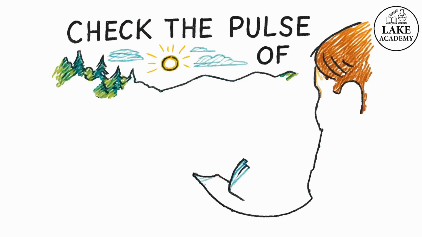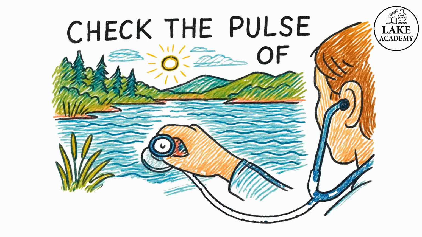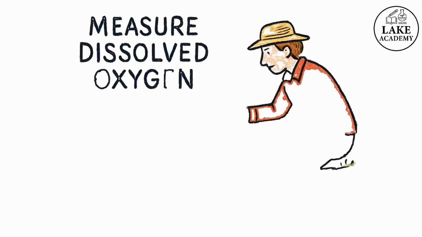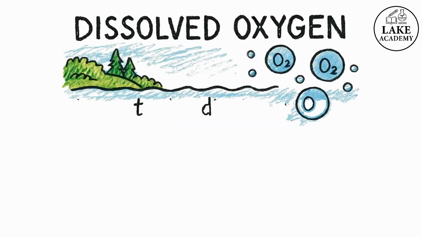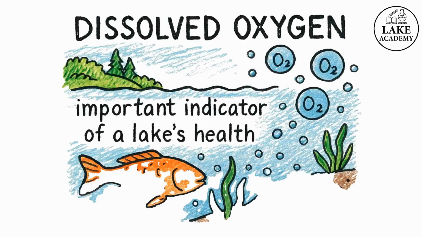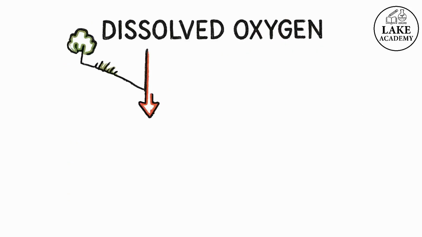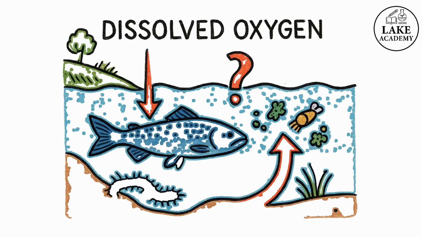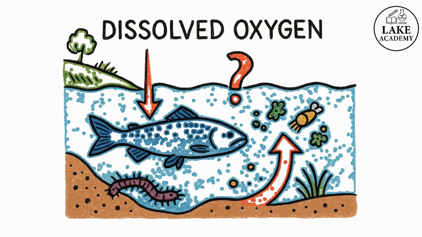If you were to take the pulse of a lake to check its most vital sign, you wouldn't use a stethoscope. You'd measure its breath. You'd measure dissolved oxygen. Dissolved oxygen, or DO, is one of the single most important indicators of a lake's health. It governs nearly every process in the ecosystem, from whether fish can survive in the depths to whether the lake's own sediments will poison it from within.